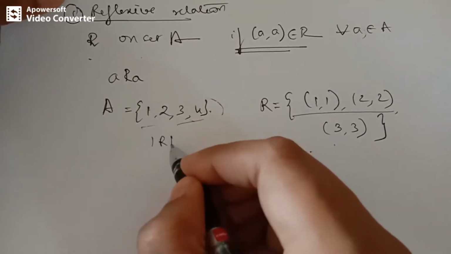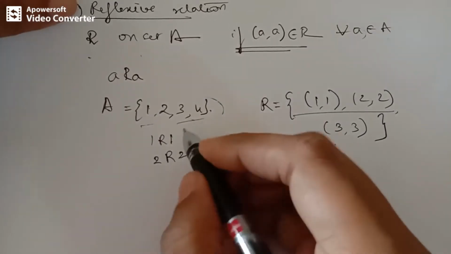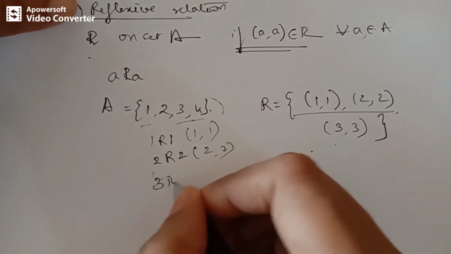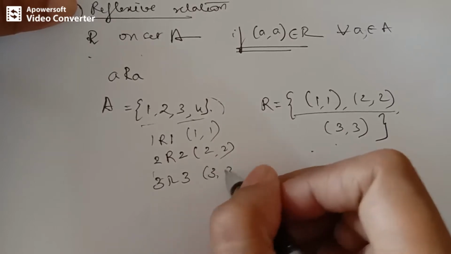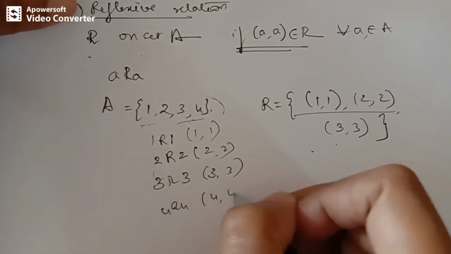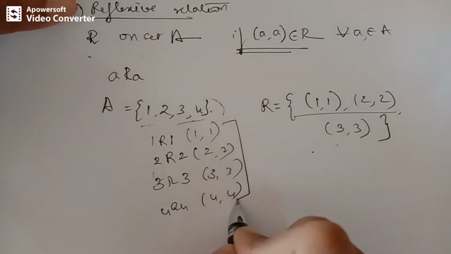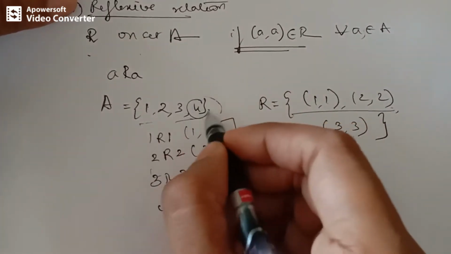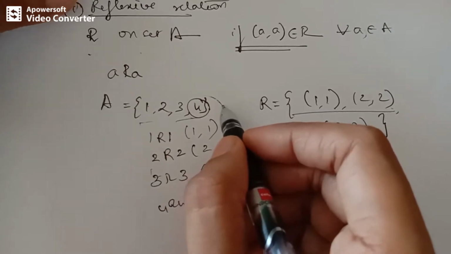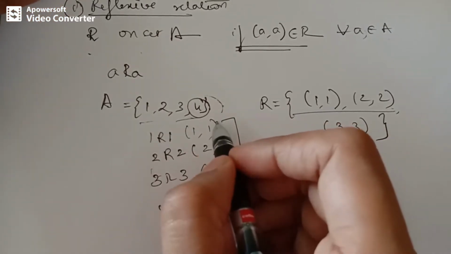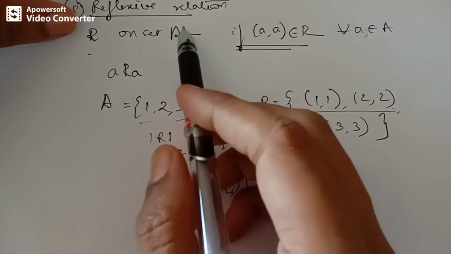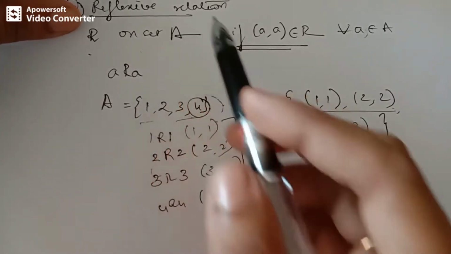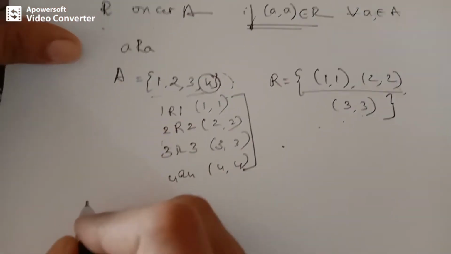That is, 1 must be related to 1, 2 must be related to 2, so we need to have (1, 1), (2, 2), again 3 related to 3, (3, 3), and then 4 related to 4, (4, 4). So all these 4 pairs must be there in the relation. But what do I have? Just 3 pairs, and 4 is not at all related to itself. I want each and every element to be related to itself. Only then we can say that the particular relation is a reflexive relation. This is very clear.